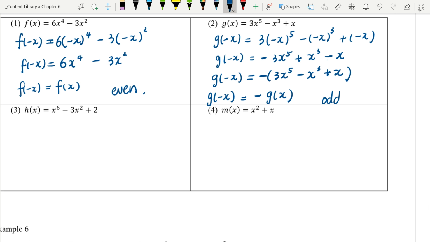The last one will be neither. I think you roughly know, the power needs to be either all even or all odd, and it can become an even or odd function. But for this one, part of it is even, part of it is odd. Therefore, what I get is x squared minus x. It's not exactly the same as m(x), or it's not the same as negative m(x). So this one will be neither.